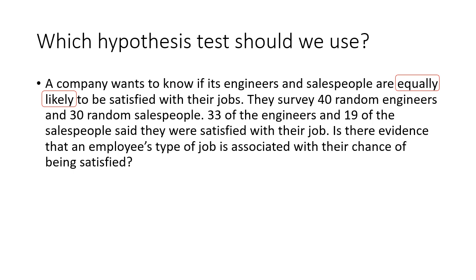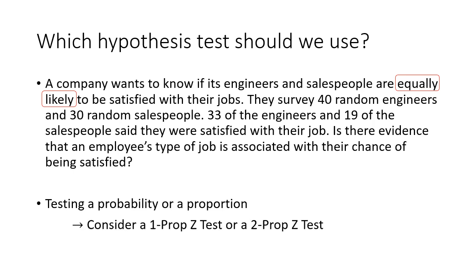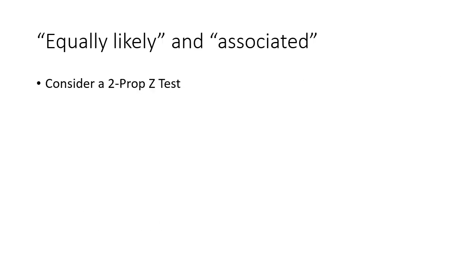The next thing I notice about this problem is the words equally likely. That tells me that I'm testing a probability or a proportion, which tells me that I should consider using a one-proportion z-test or a two-proportion z-test. When we put these two clues together, both equally likely and associated, the intersection is that we should consider using a two-proportion z-test.